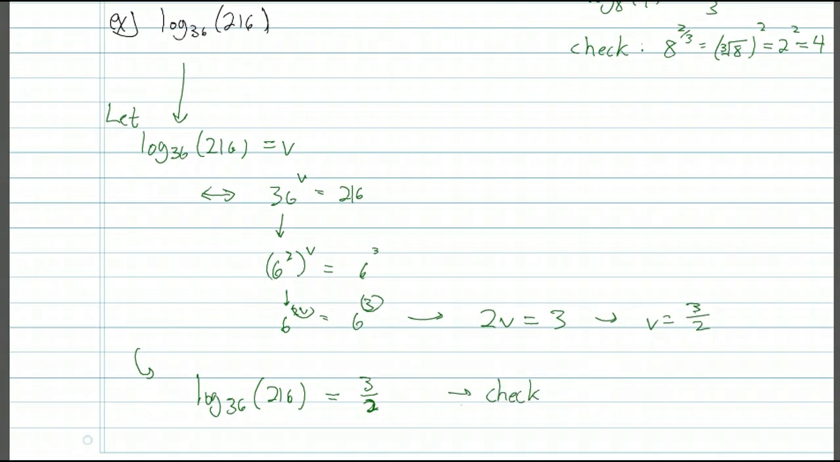Now, just like in the last one, let's check this one out. This one's not quite as obvious. This is going to say 36 to the 3/2 power should be 216. Well, is it? 3/2 power means take the square root of 36, then cube it. Square root of 36 is 6. 6 cubed is 216. So it checks out.